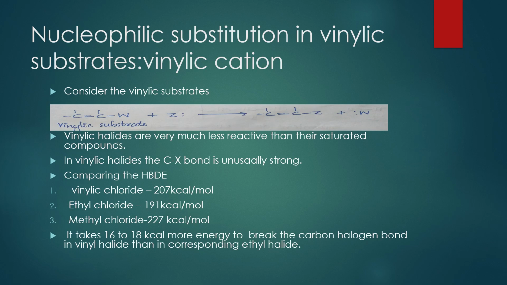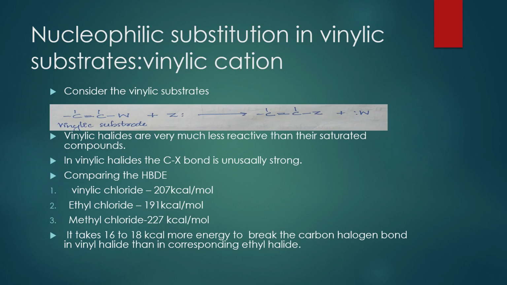Now the next topic is nucleophilic substitution in vinylic substrate. Here we have to encounter the vinyl cation: how it is formed, what is the ease of formation, how stable it is, etc. A vinylic substrate means the substituent is attached to a carbon-carbon double bond. Such compounds are called vinylic compounds.